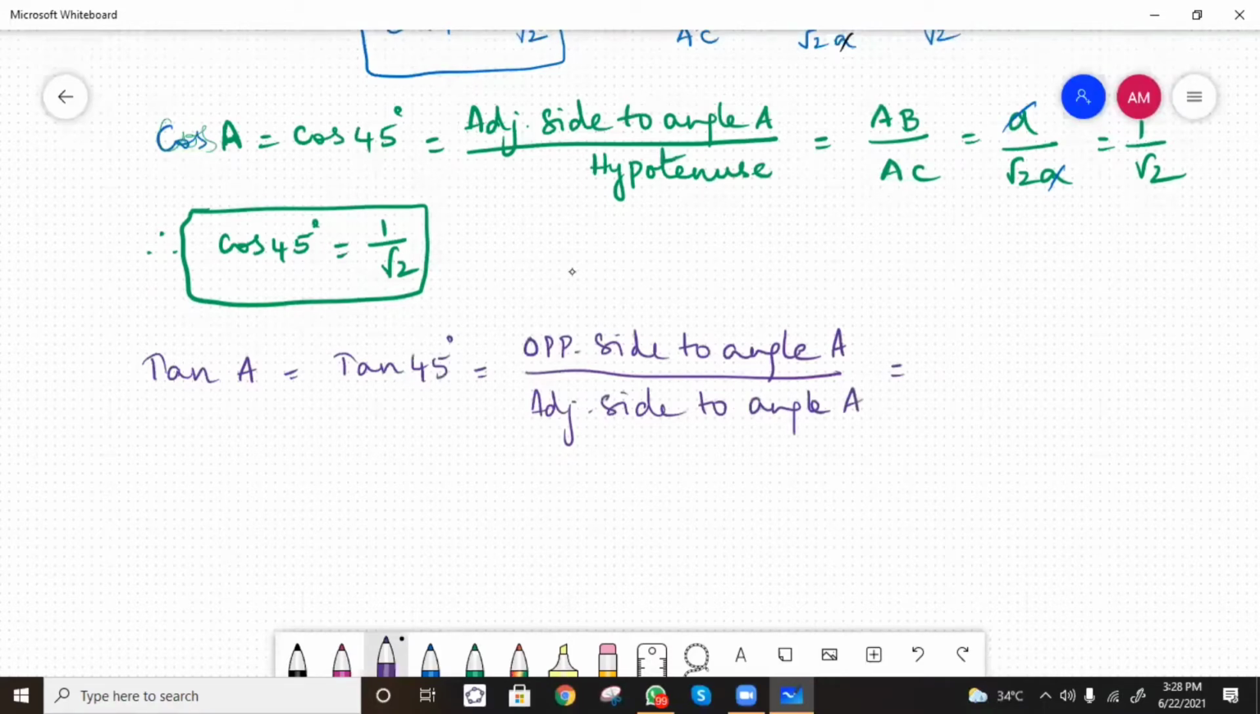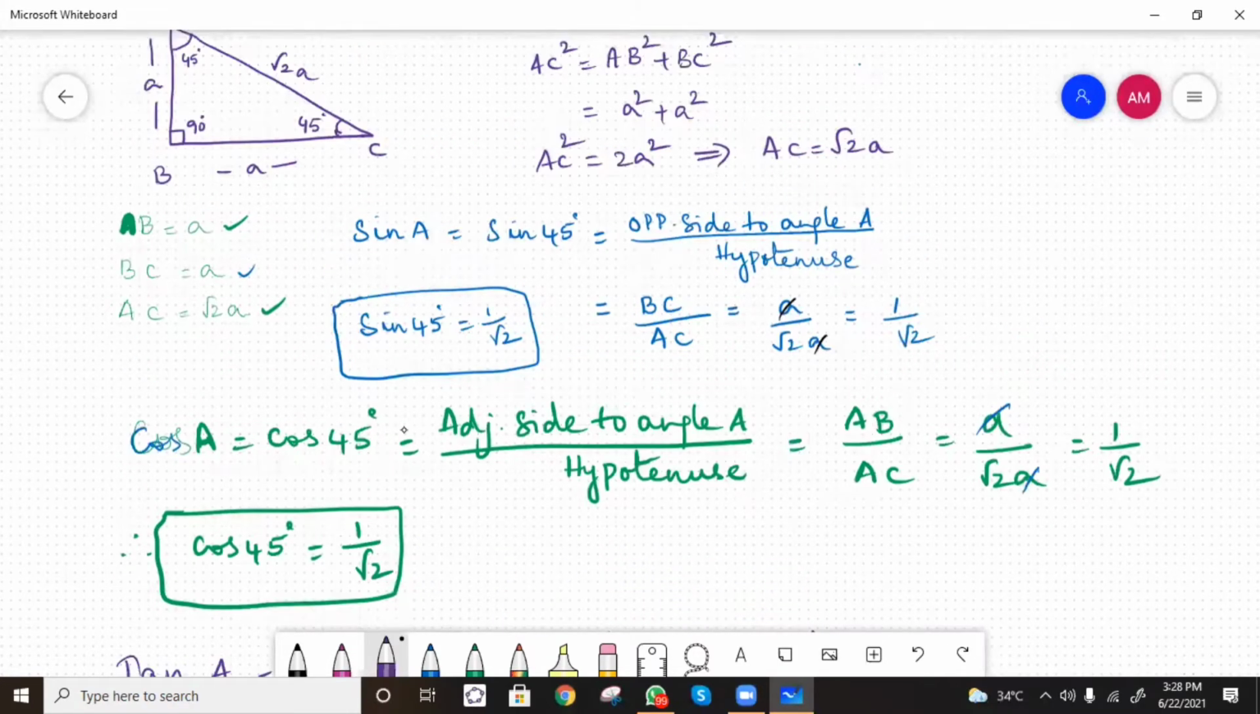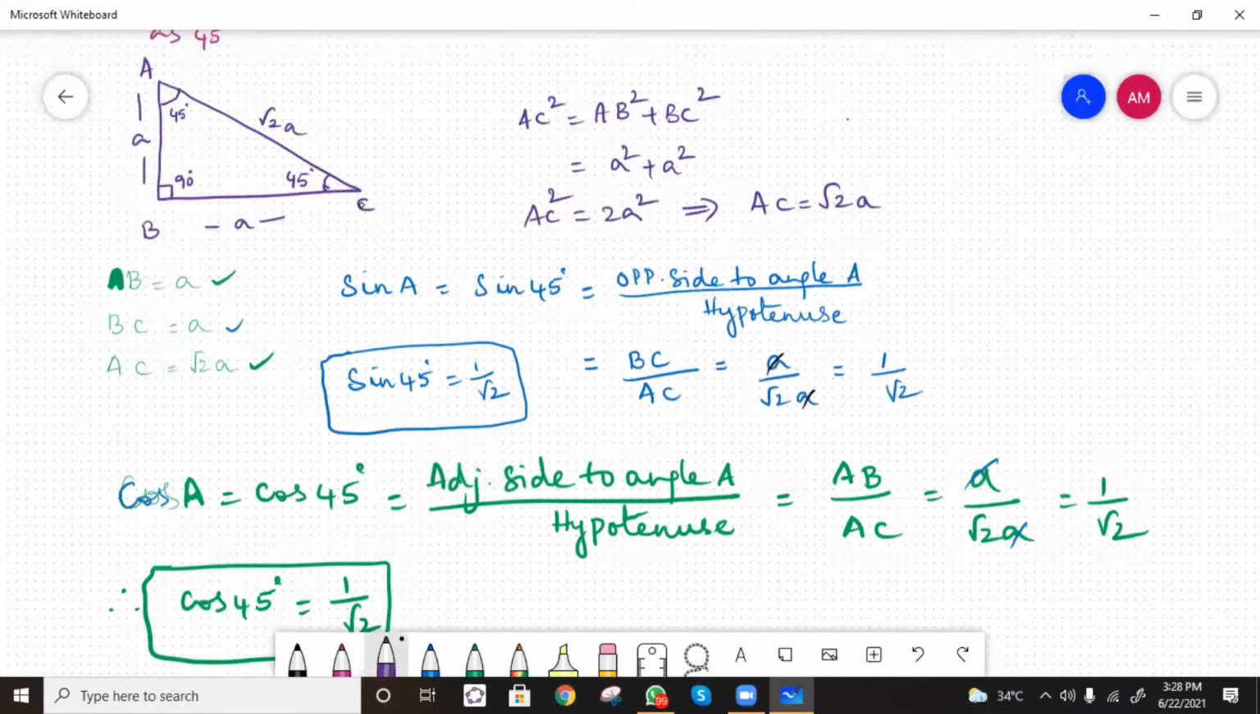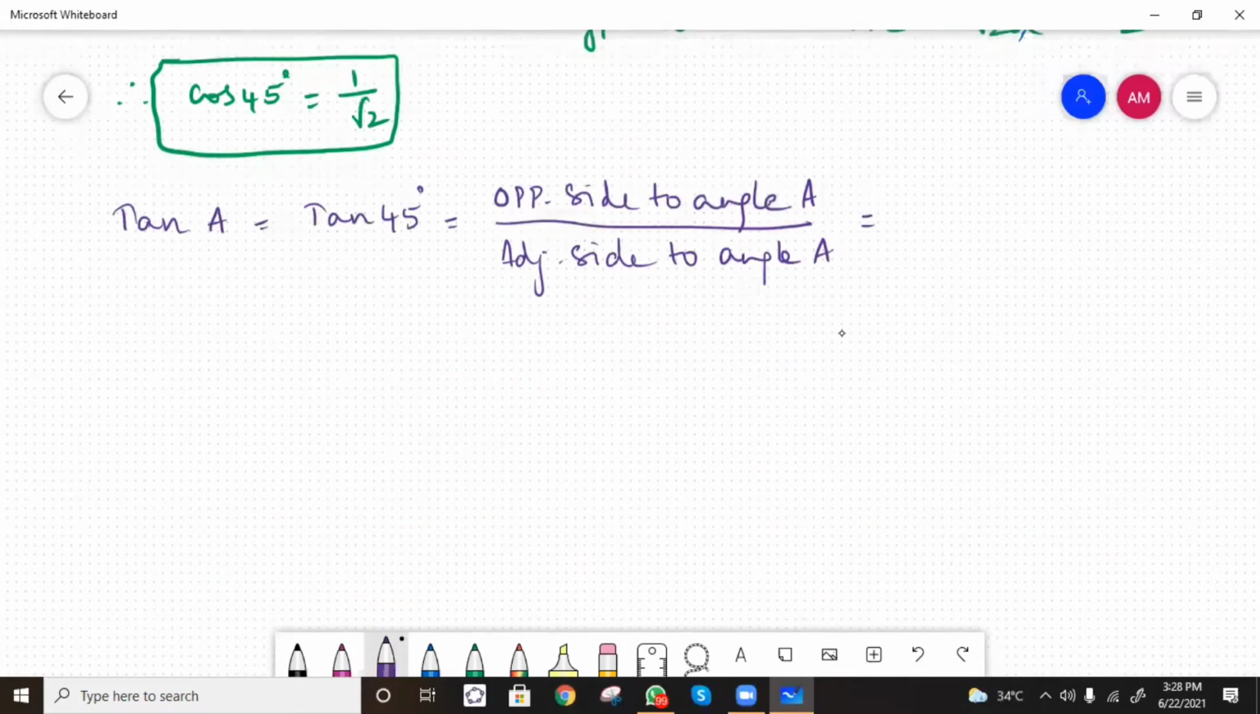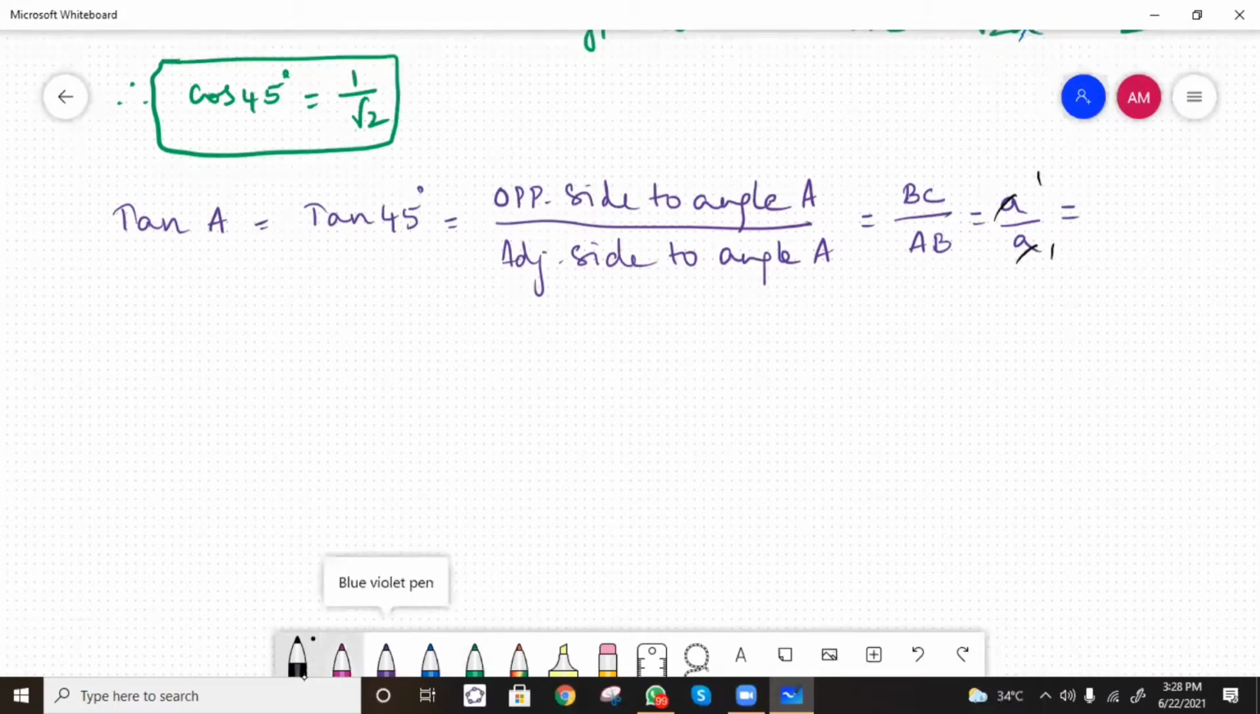So from the figure, from the right angle triangle, what is opposite to A? It's nothing but BC. What is adjacent to A? It's AB. So we get BC by AB. That is equal to A by A. Let us cancel A and A. So we get 1. So what is tan 45? Tan 45 is equal to 1.